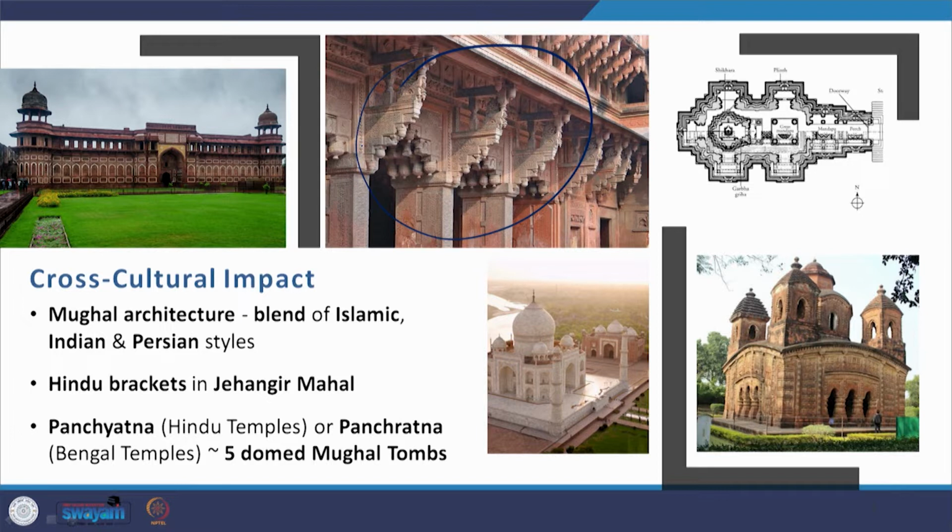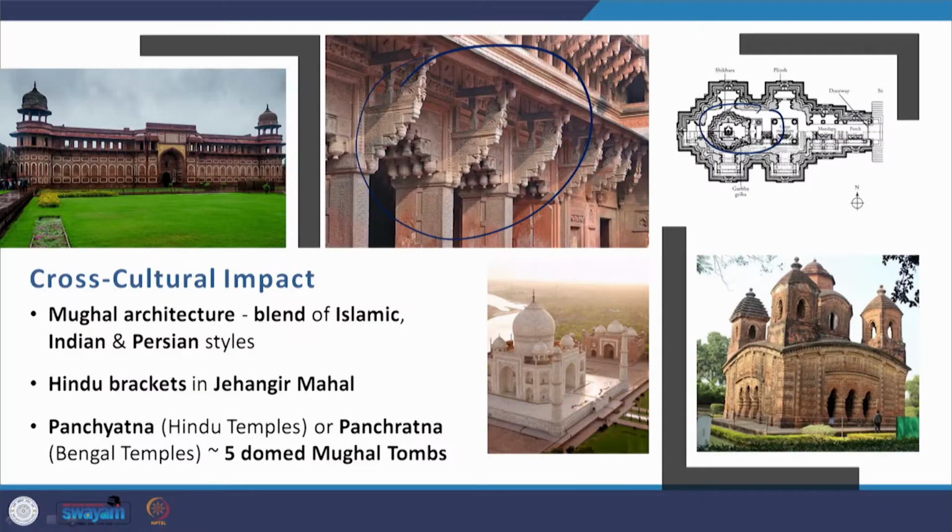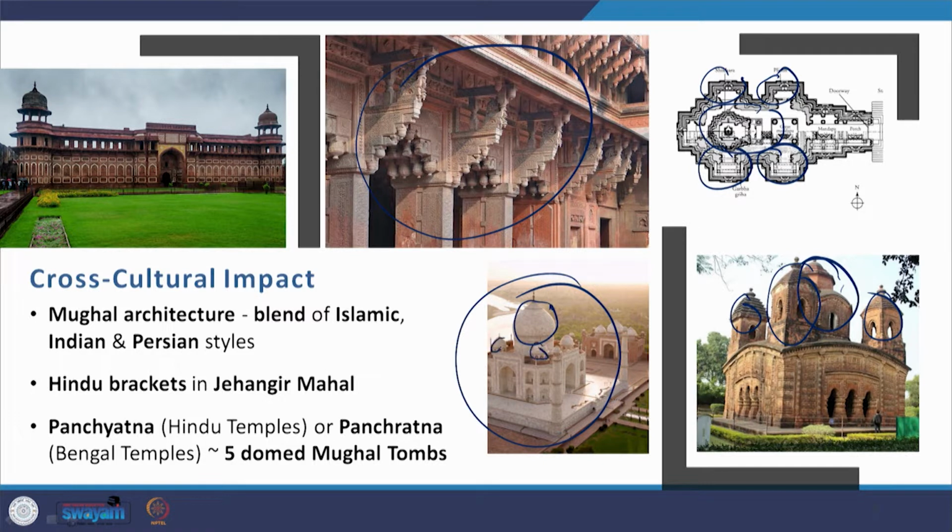We also see the concept of the Panchayatana, that is the 4 subsidiary shrines to the main shrine in the Hindu temple. This is the main shrine, and then there are the 4 shrines, and this concept was also included as a part of Mughal architecture, or the Pancharatana that we see in the Bengal temples, where we see the dome in the middle, so to speak, and then there are these 4 subsidiaries on the 4 corners. We see a similar thing, for example, in the Taj Mahal, where we have the central dome, and these are the 4 chhatris on the 4 corners of the Taj Mahal.